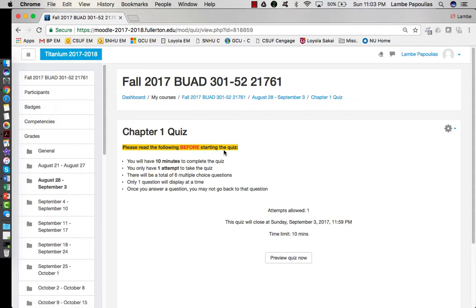Please read these directions before starting the quiz. You're going to have 10 minutes to complete the quiz. You only have one attempt to take the quiz. There will be a total of 6 multiple choice questions. Only one question will display at a time, and once you answer a question, you may not go back to that question. When you are ready to start, please go ahead and click the start button. I believe it will say begin quiz now. This just says preview quiz now because I'm in my instructor mode right now. So let's go ahead and go back.